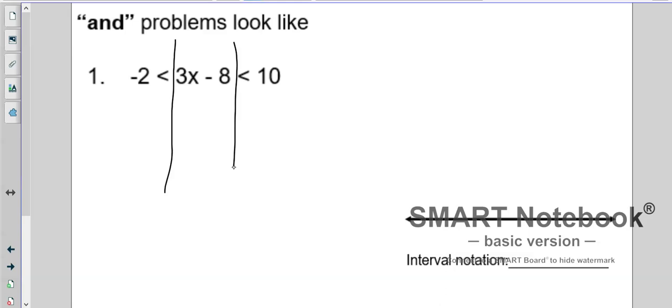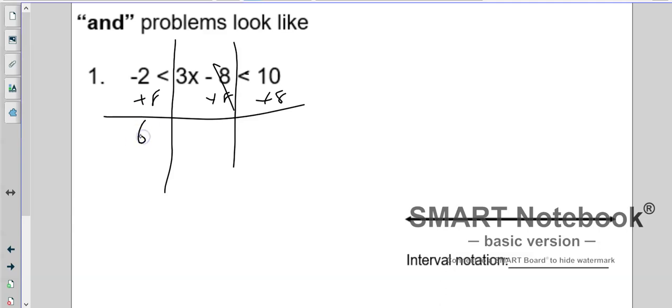So imagine if I just covered this up. I'll get rid of this. And I just had 3x minus 8 is less than 10. You would add 8 to both sides and divide by 3. Well, imagine if we covered this up. We'd add 8 to both sides and divide by 3. Exact same procedure. Only difference is now we're still going to add 8, but instead of both sides, it's going to be like so. So here it cancels, just like we would normally do.